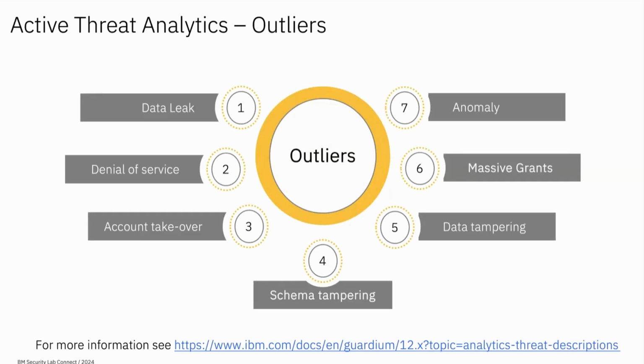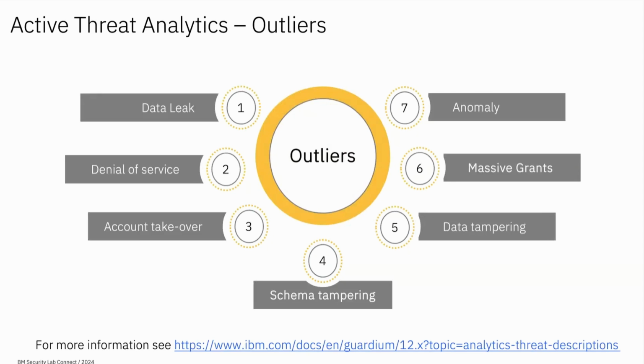Now, let's see active threat analytics by outliers mechanism. What are the different threat cases which are generated? Data leak. It means someone is extracting a lot of data. That is definitely a data leak case.